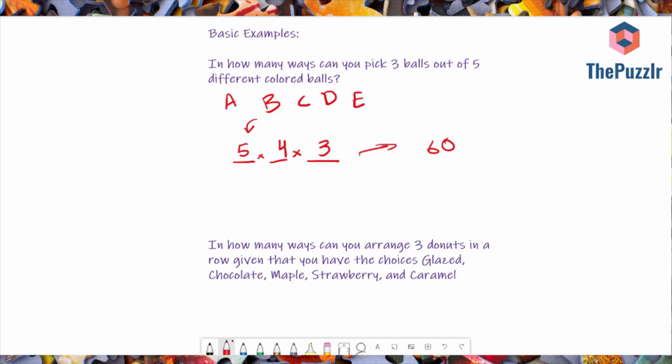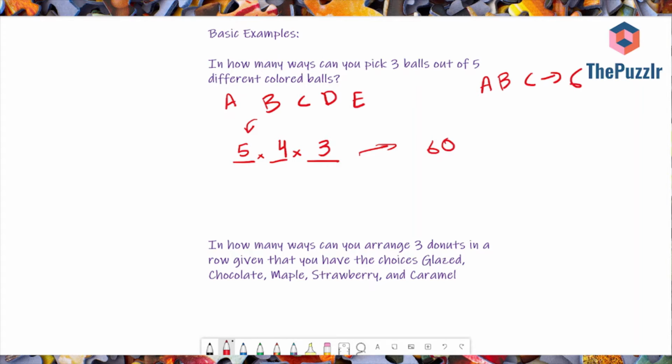But I just said that if we pick A, B, and C, that's the same thing as picking B, A, and C. And this 5 times 4 times 3 counts A, B, and C and B, A, C as 2 different arrangements, or 2 different ways of picking the balls, which is not true. So we need to account for that. Say we pick 3 colors. Let's say we pick A, B, and C. Well, how many times are we counting A, B, and C? From factorials, we know there's 3 factorial ways of arranging A, B, and C, or 6 total ways.